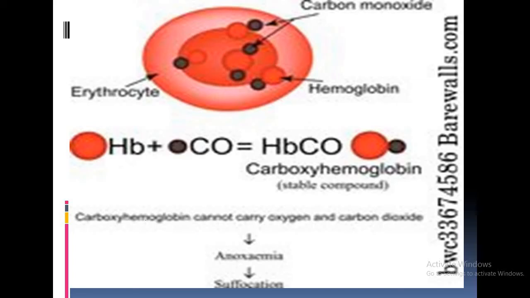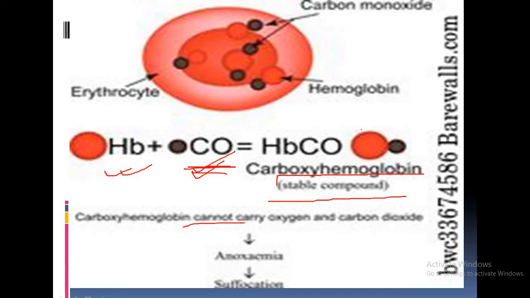Here we have seen that oxygen as well as carbon dioxide is being transported by hemoglobin. The third gas is carbon monoxide, and hemoglobin has a higher affinity for carbon monoxide as compared to oxygen or carbon dioxide. And once a molecule of carboxyhemoglobin is formed, which is a stable compound, it will alter other 2 lakh molecules of hemoglobin not to combine with oxygen or carbon dioxide.